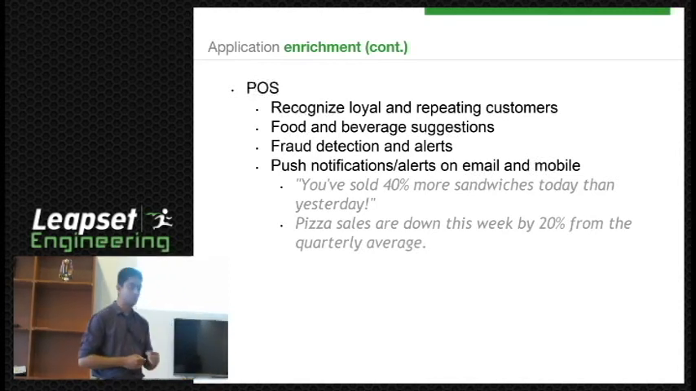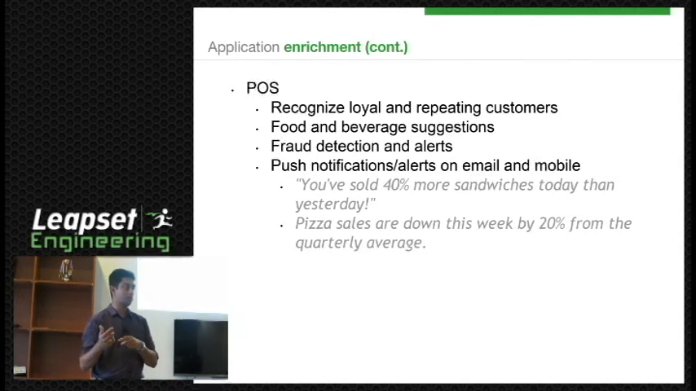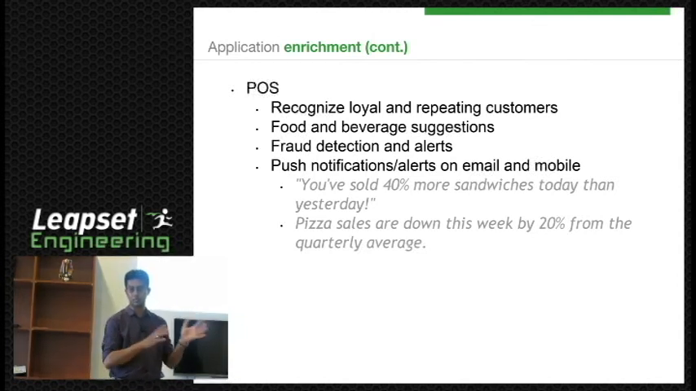So you can do push notifications and email alerts. You can say to the merchant, to the store owner, okay, you are doing badly on your pizza sales. Then the owner knows, okay, I need to take some action. There's something wrong happening, right? Things like that. Actionable insight.